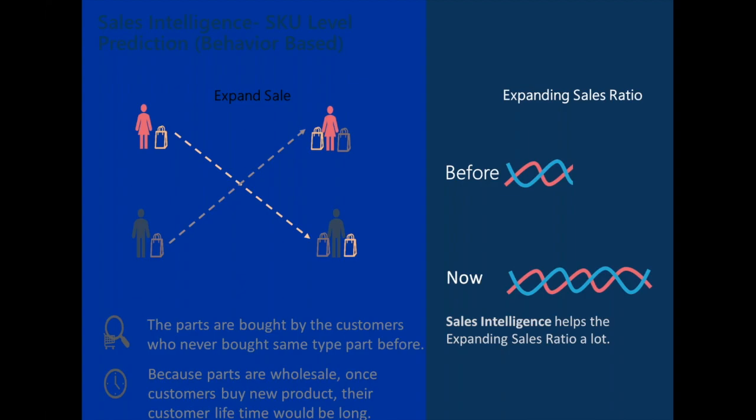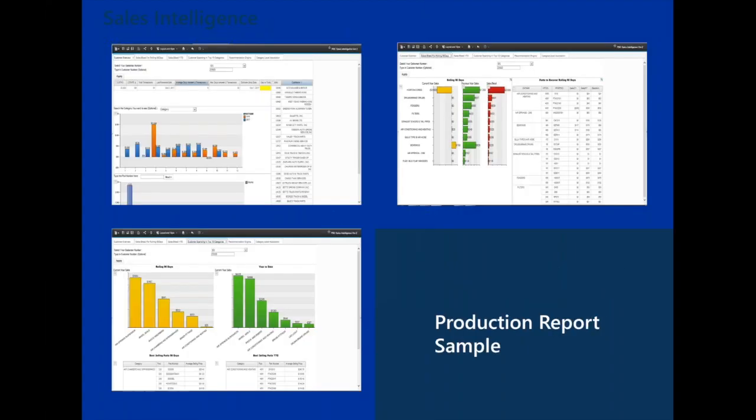So this entire procedure, this entire intelligence, what we call sales intelligence, was based at a SKU level. So at a very low grain of data, looking at every part number, we can predict who is going to buy which part and how much more I can sell. So these are some of the reports that came out of Cognos that are being used very often today within the organization.